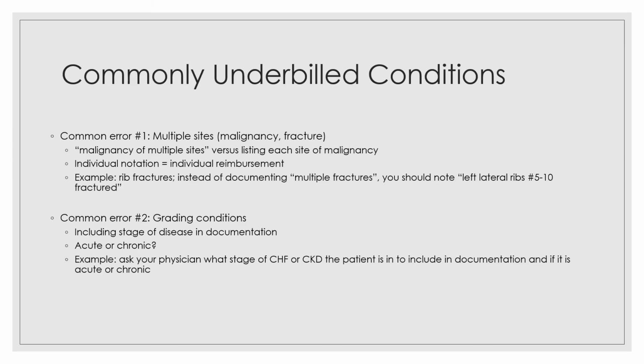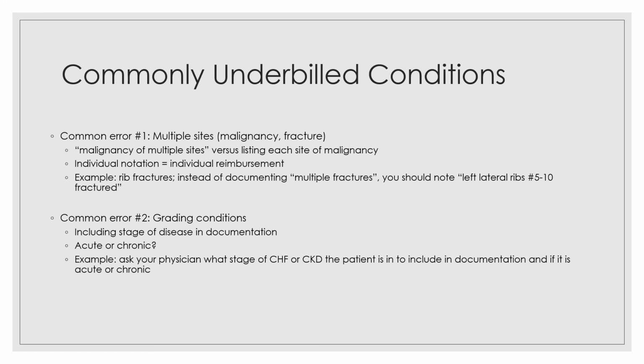These are just a couple commonly underbilled conditions. Common error number 1 is multiple sites of malignancy or fracture. Malignancy of multiple sites versus listing each site of malignancy. Say you have lung cancer with metastasis. Well, where did it go? Where is that cancer now? You need to list all those places. Individual notation equals individual reimbursement. Example: somebody has rib fractures. Instead of documenting multiple fractures, you should note left lateral ribs number 5 through 10 fractured. Then that's 5 places that are fractured.